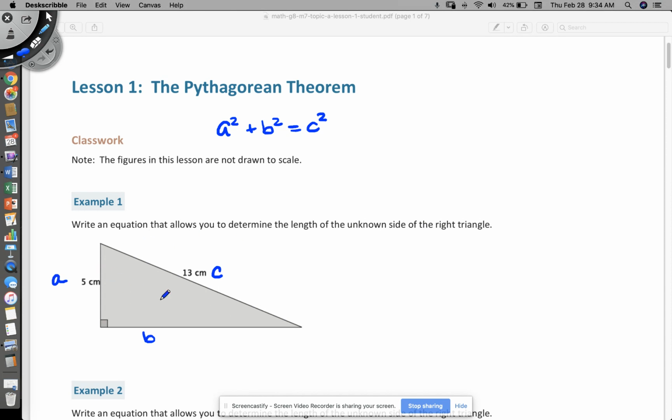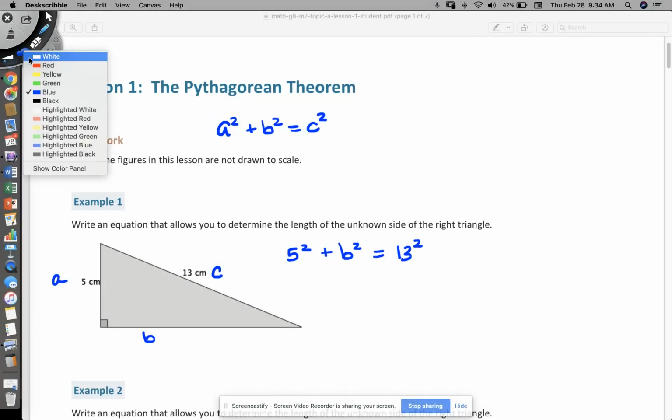So for this one, we're gonna solve to find out what is the length of this side here without having to get out a ruler and measure. So we're gonna say 5 centimeters, so 5 squared, plus, we don't know what B is, so we're gonna keep it as B squared, equals that C squared, which is 13 squared.